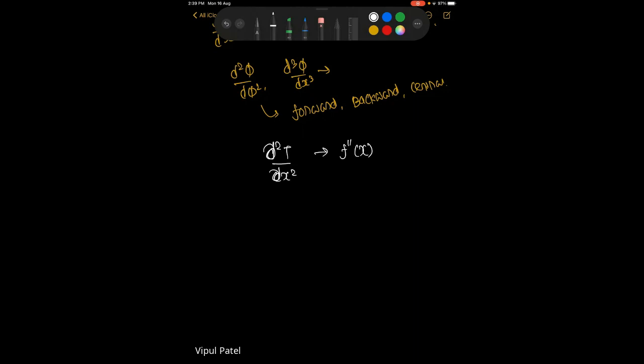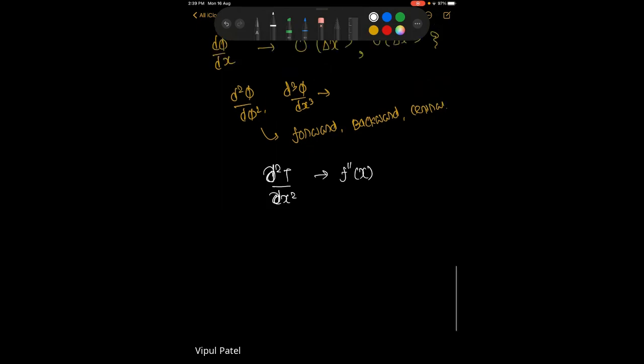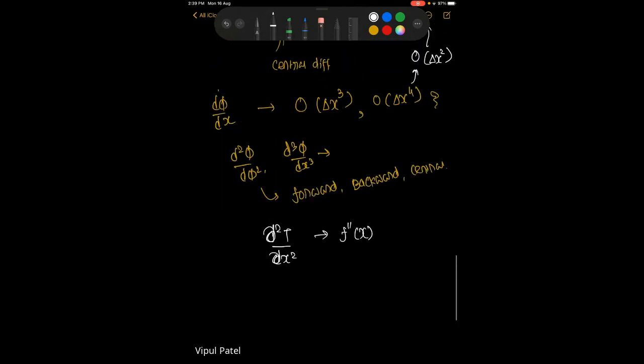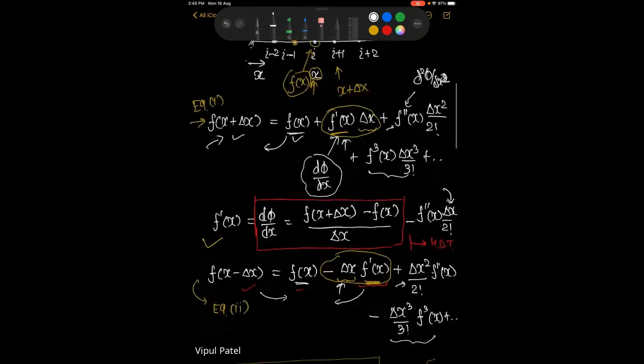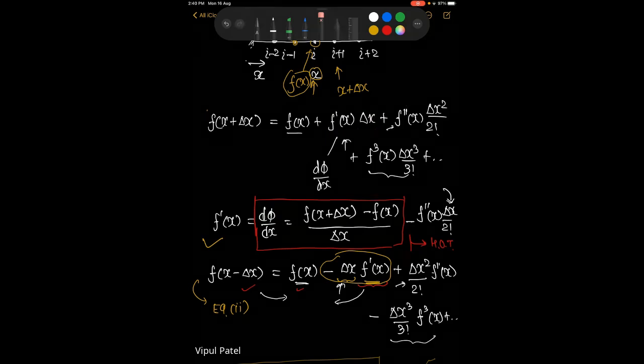So how would you get the formulation of f double prime x? In order to get that expression, you can again revisit the same two equations which we have written. So let us go back to this equation. Yes, these are the two equations. Let me remove certain things so that we have some space to explain.